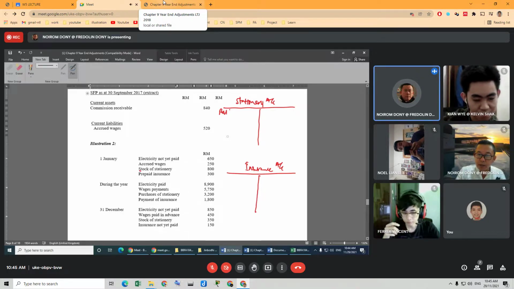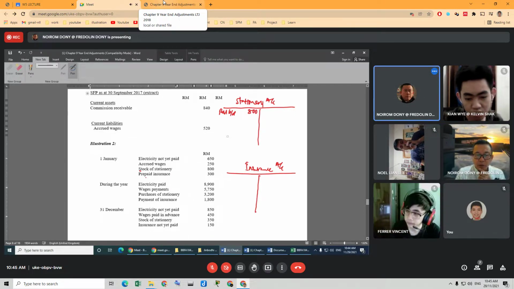So I put balance BD, 800. And the date I put 1st of January. And prepaid insurance. Knowing the word insurance is an expense and this is prepaid, meaning an expense that is paid in advance, so this is an asset as well. So your opening balance is also debit, 300.